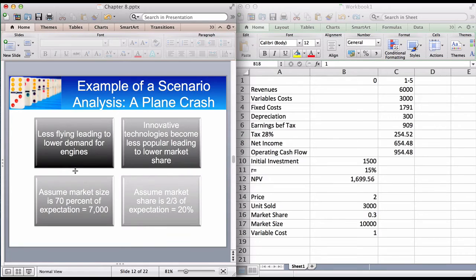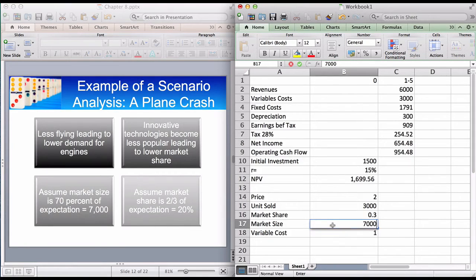So this is the example here, where we've got a plane crash. So there's lower demand for engines, so the size goes down. The innovative technologies are avoided. So we end up with an impact on two inputs, and those are our most sensitive inputs. So we find that the market size falls to 7,000, and your market share is now down to 20%. So in that particular scenario, you've got a negative NPV.